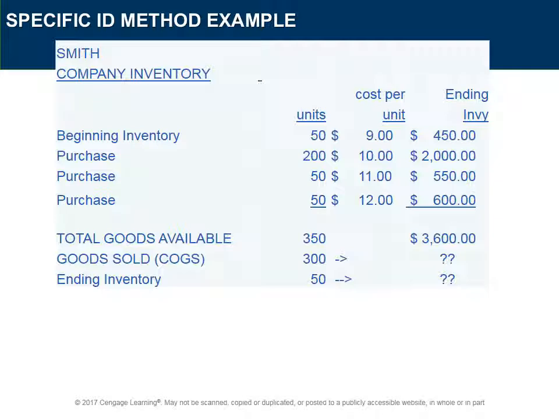So we've got this Smith company, and they have 50 units in beginning inventory that they paid $4.50 for this item. Looks like they've got 4 batches, and they ended up with $3,600 worth of items. With this example, there are 50 left over and 300 sold. So which ones are they? How do we know which ones they are?